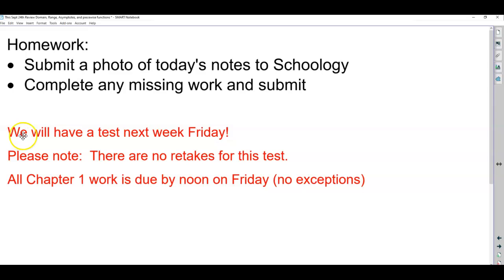Couple reminders. We have a test next week, Friday. Please note that there are no retakes for this test, and all the Chapter 1 work is due by noon on Friday, no exceptions. Okay, so if you have any missing work, that has to be done by next Friday. This should be the Friday of the test.